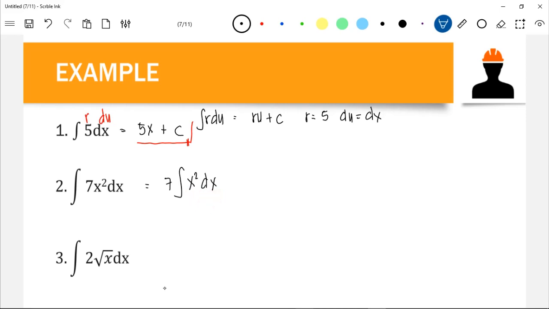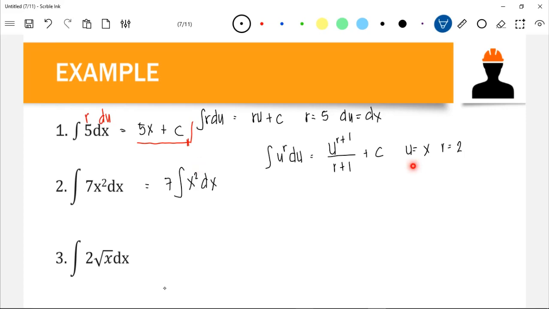So what rule can be applied to this type of function? We have the power rule. In the power rule, again, we have the integration of u raised to r du is equal to u raised to r plus 1 over r plus 1, plus c. Now in this case, our u here is what? Our u is equal to x, correct? And our r is 2. That is the exponent, okay?